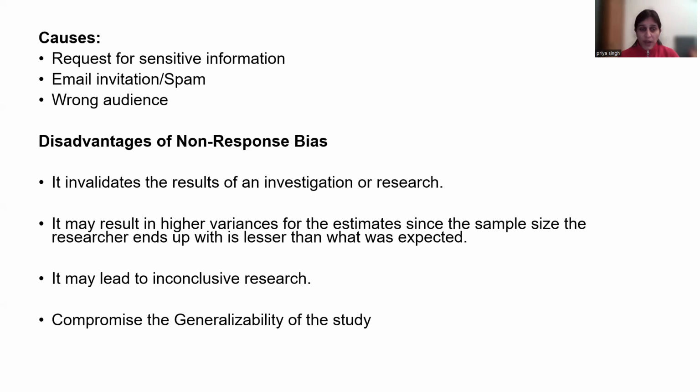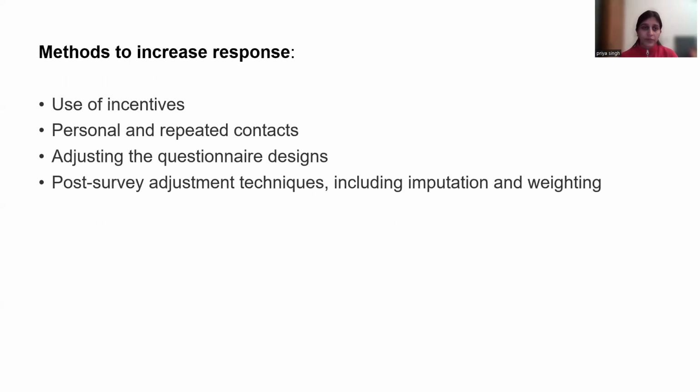Disadvantages of non-response bias: It invalidates the results of an investigation or research. It may result in higher variances for the estimate since the sample size the researcher ends up with is lesser than what was expected. It may lead to inconclusive research and compromise the generalizability of the study. The various methods to increase response are use of incentives, personal and repeated contacts, adjusting the questionnaire design, and post-survey adjustment techniques including imputation and weighting.